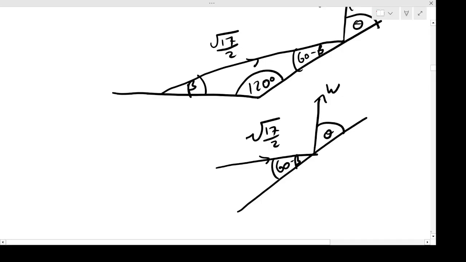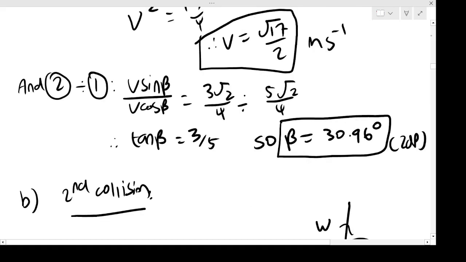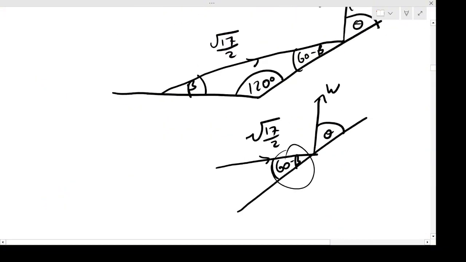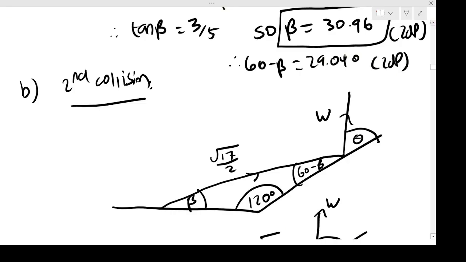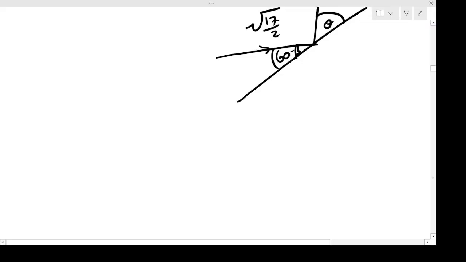Now at this point we are just going to have to work with beta here. There's not really a way to nicely get expressions for 60 take away beta like we did before. So I'm just going to work out 60 take away beta. 60 take away 30.96 is going to be 29.04 degrees. So this angle is going to be 29.04 degrees, and I'm going to be using that here.